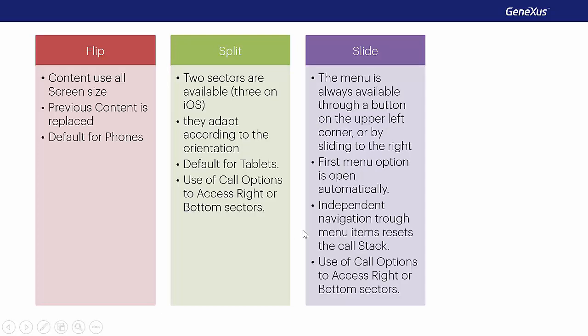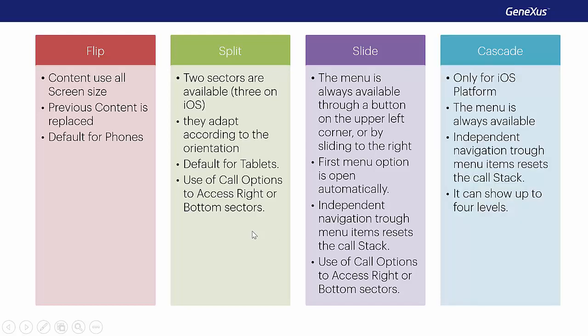In the case of Slide, we saw that the menu is always available, and we have a special icon to show it, usually referred to as a hamburger icon due to the 3 horizontal lines that comprise it. We may also access the menu by sliding our finger from the left border of the screen. With Slide, the first menu option opens up in a predetermined manner, and we will also have an independent navigation in the various menu options because the call stack is reset.